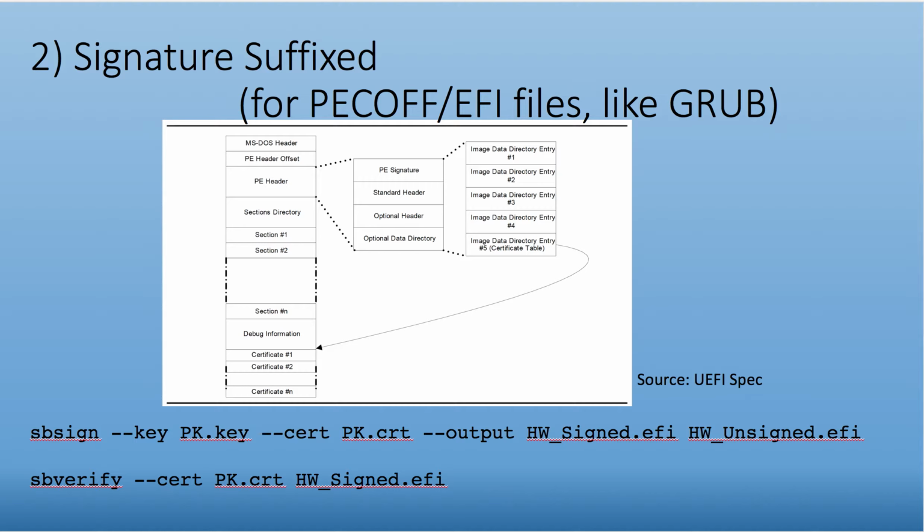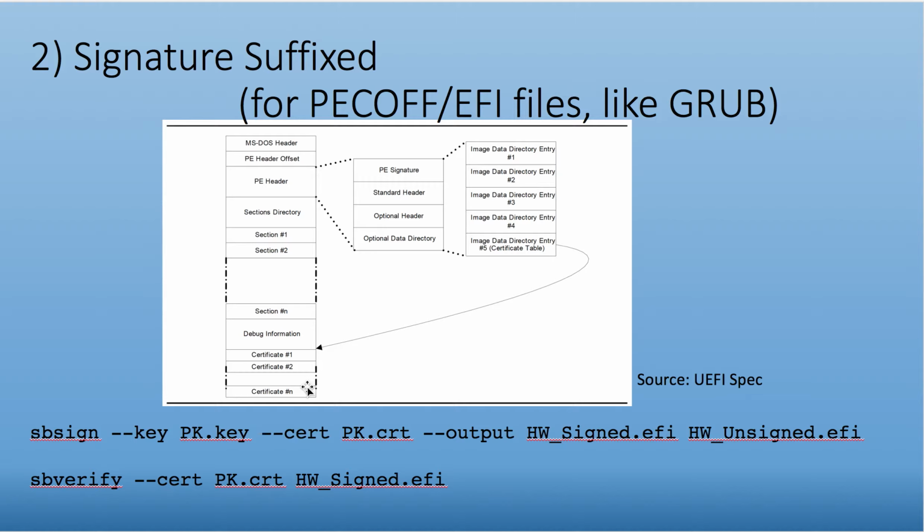If you look at the diagram, typically there's a PE header which has a pointer to the certificate table. At the end of the file, all my signatures get appended. A file can have more than one signature. In that case, all the signatures get appended one below the other.